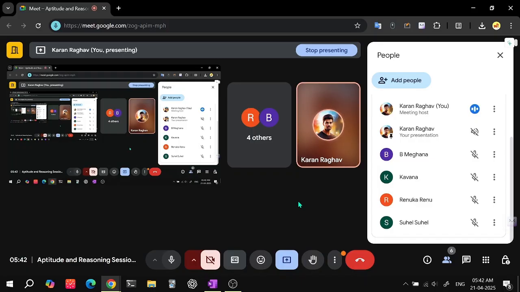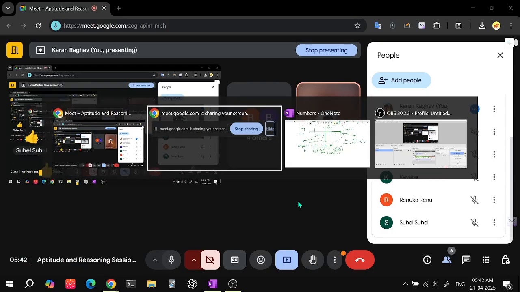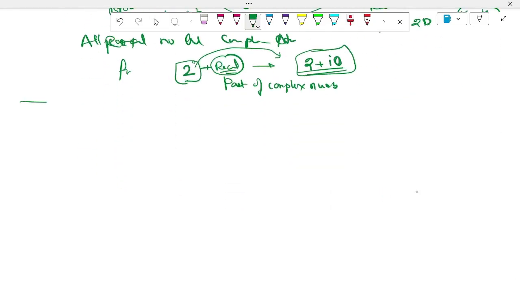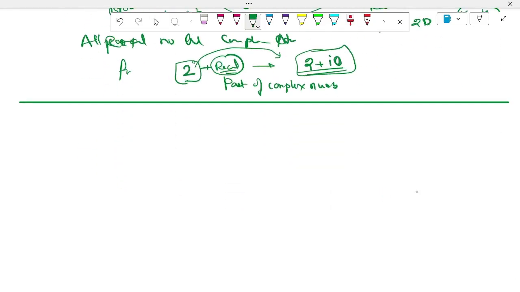Does anybody have any doubt in the complex number concept? We will require this whenever we are solving some of the questions. If you have understood, give a thumbs up. We'll go to the next concept. Okay, good. Now if I ask whether you have understood, just give a thumbs up. You need not comment and all.